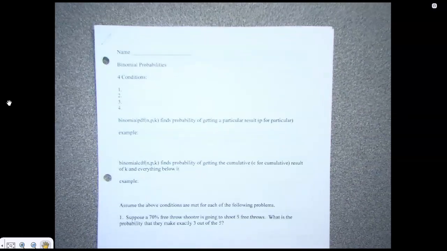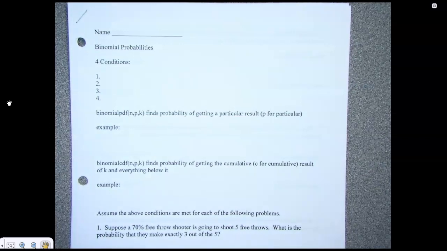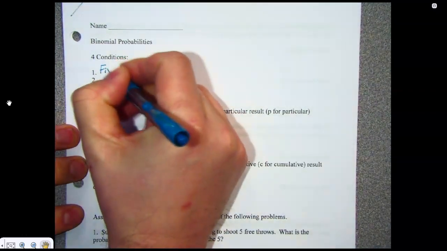These are all binomial situations, so I wrote that on the board, that's what we're doing. I never really told you what it was. So there's 4 things that a situation needs to meet in order to be binomial. There has to be a fixed number of trials, so a fixed n.